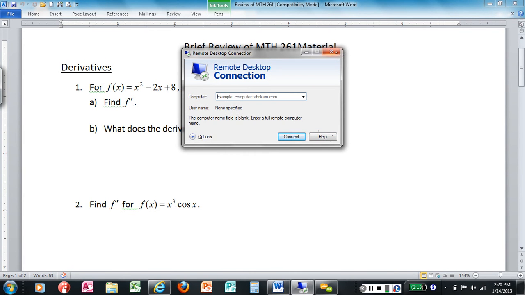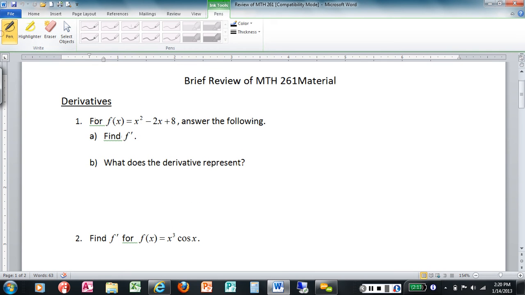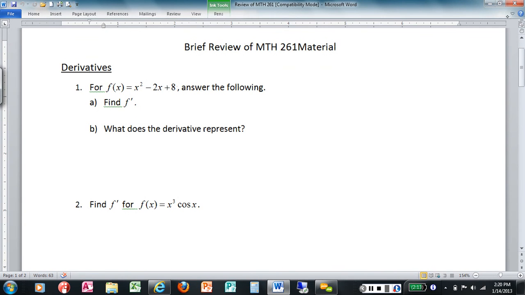f of x is x squared minus 2x plus 8, and so the derivative is what? What's the derivative of that? 2x minus 2, right? Just some power rule.